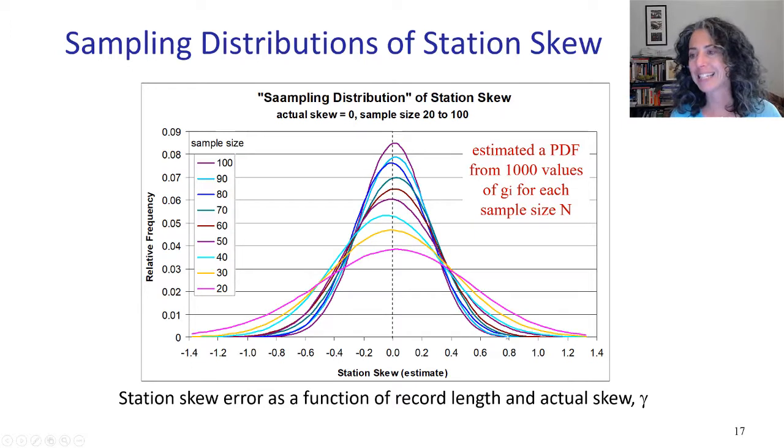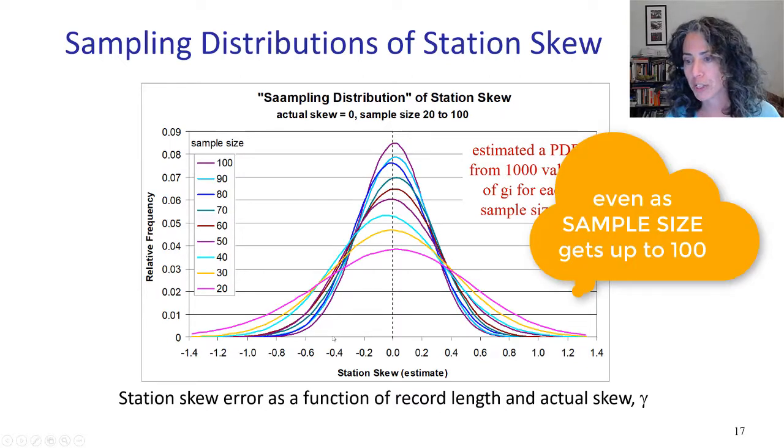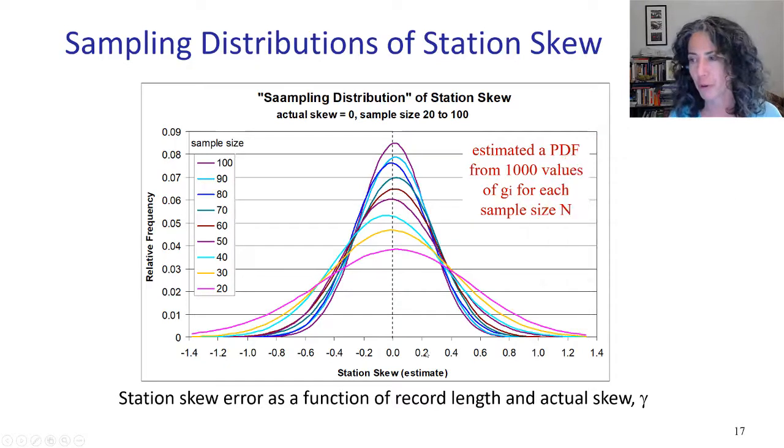We can see that as the sample size gets larger, the distribution becomes narrower and narrower. So each sample has a more accurate skew estimate as the sample size gets larger, not surprisingly, although the distribution is still surprisingly wide even as sample size gets up to 100. We're ranging from about minus 0.5 to 1.5 for an actual skew of 0. So still pretty wide, but note all of these distributions are symmetrical, because for an actual skew of 0, the sampling distribution is symmetrical.